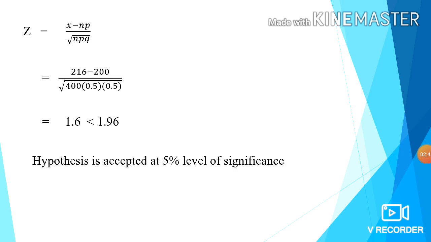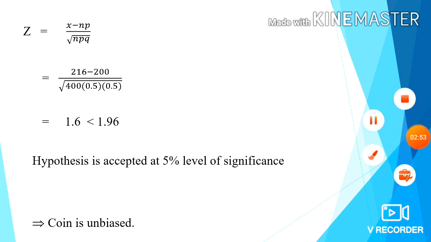So what is the conclusion? The hypothesis is accepted at 5% level of significance. Means the statement that the coin is unbiased is true. That is the conclusion.